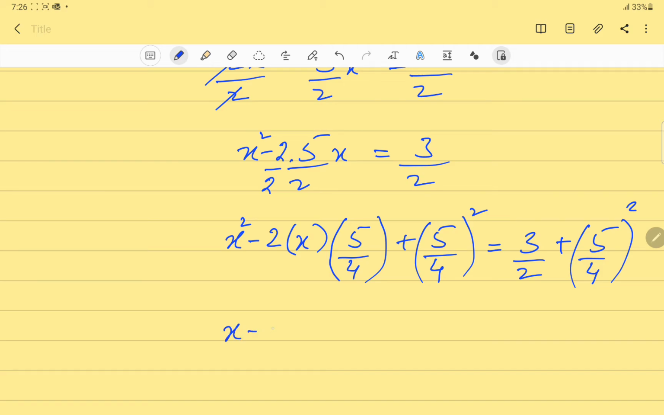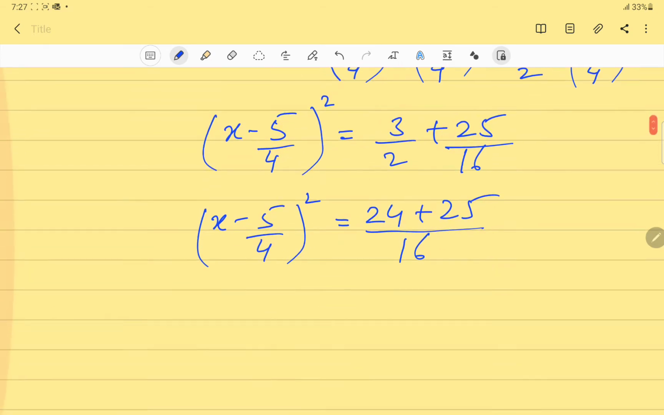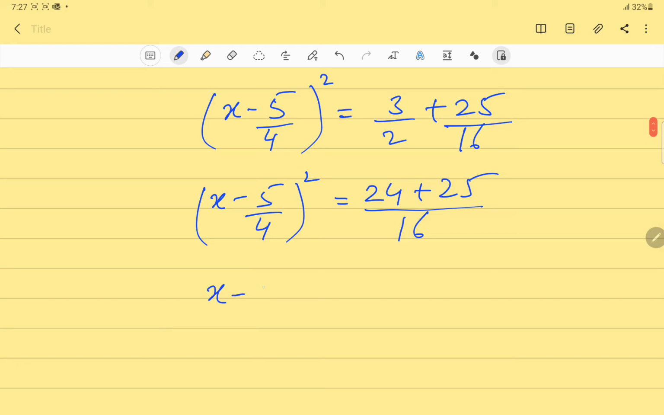So the left side is a complete square now, (x - 5/4)², is equal to, we will solve the right side, 3/2 + 25/16, which is 24/16 + 25/16. So (x - 5/4)² = 49/16.